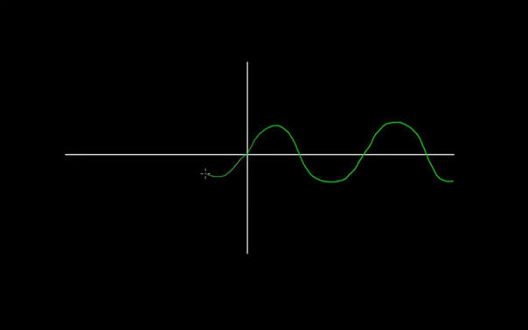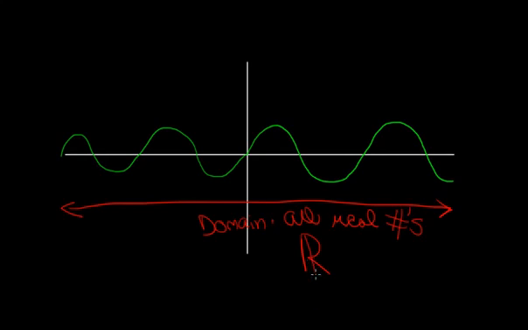Alright, so the domain is all real numbers, right? Because we expect the graph of sine to keep going. So all real numbers for the domain. All real numbers. And the symbol for that is an R with an extra line.